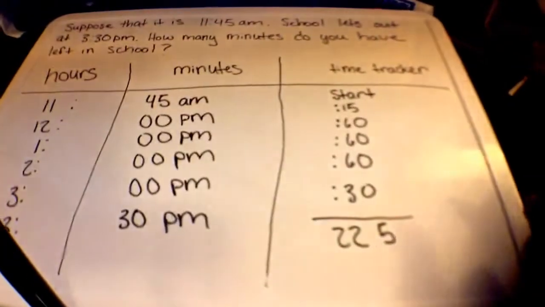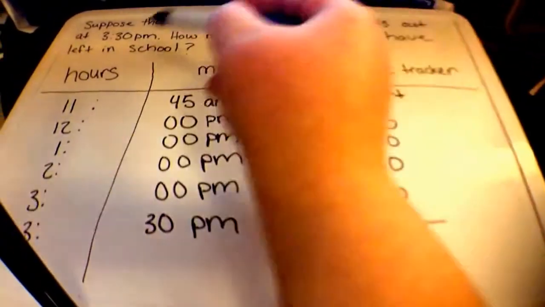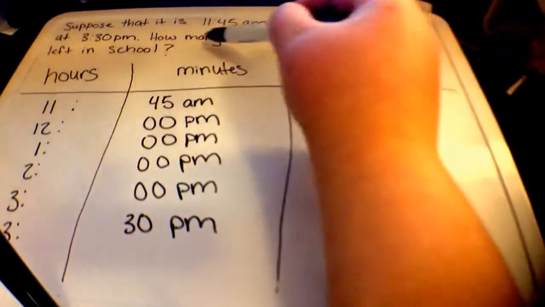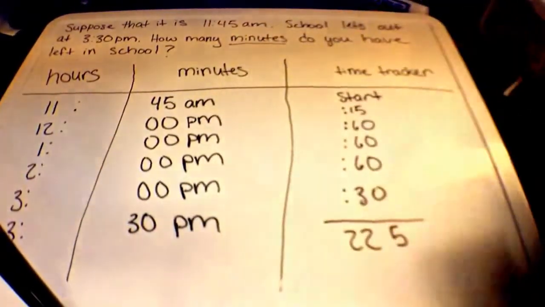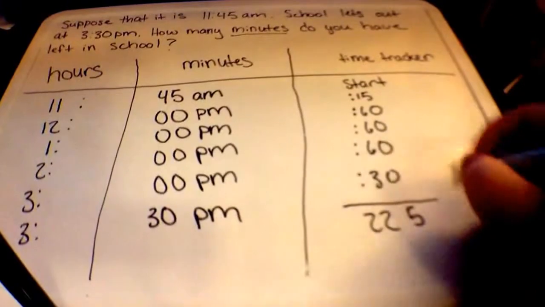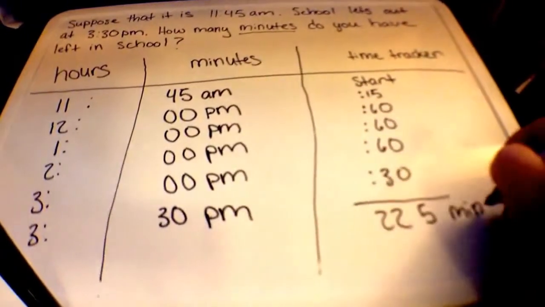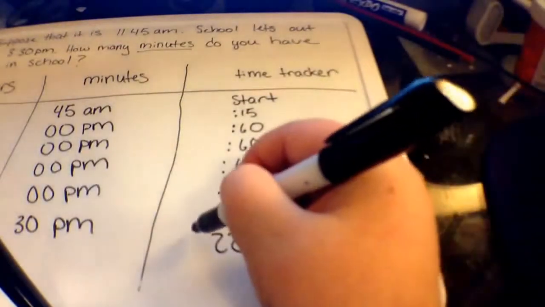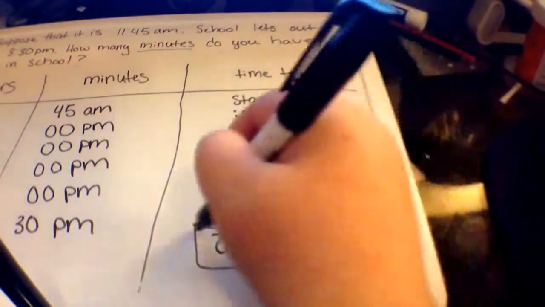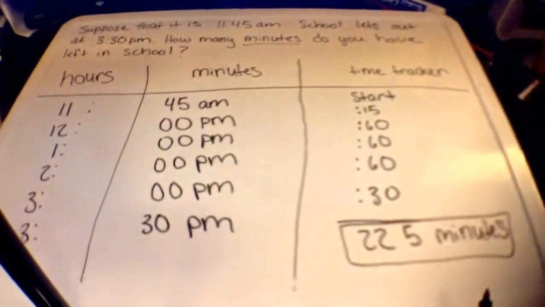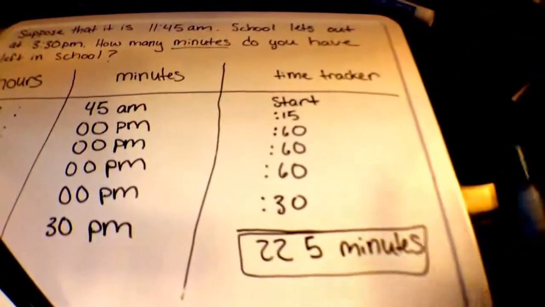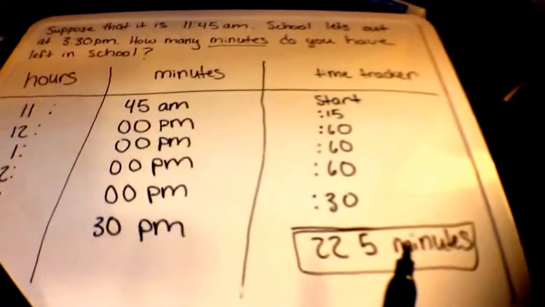add them up to get 225 minutes. Now let's look back at our problem and make sure that it's asking for minutes instead of hours, and it is. So our final answer would be: it took 225 minutes. Or it will take 225 minutes to get from 11:45 a.m. to 3:30 p.m.